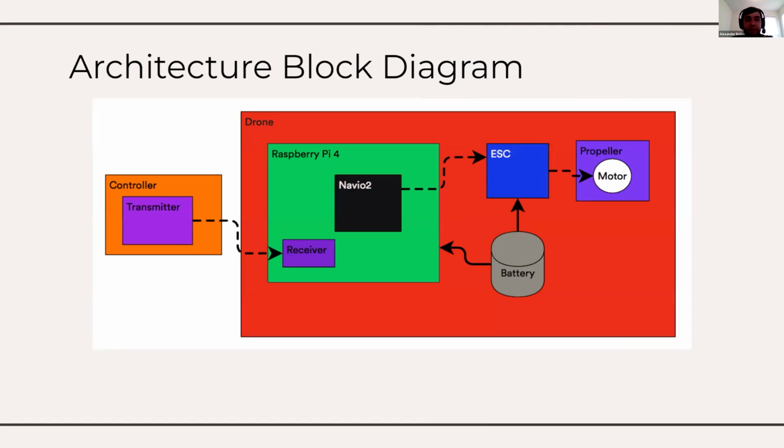Here's a block diagram of our drone. This is for the manual flight. As you can see on the left, they have their controller and the transmitter, which corresponds to a receiver and a Navio on the Pi. And then that all leads into our speed controllers on the wings, which feed into our propellers and the motor. And obviously the battery powers everything, which is a LiPo battery.